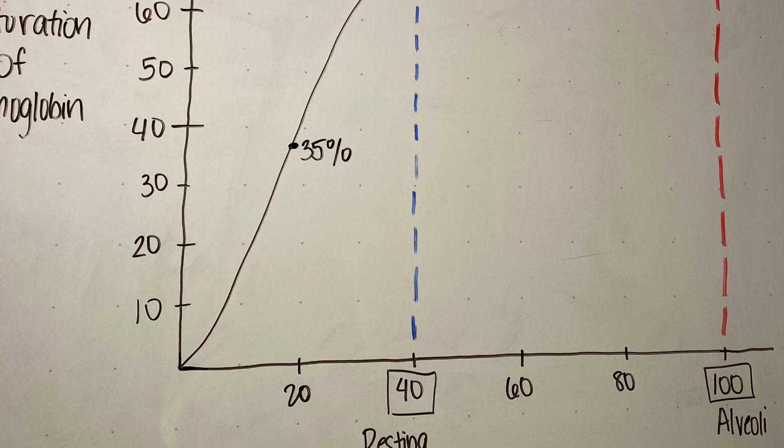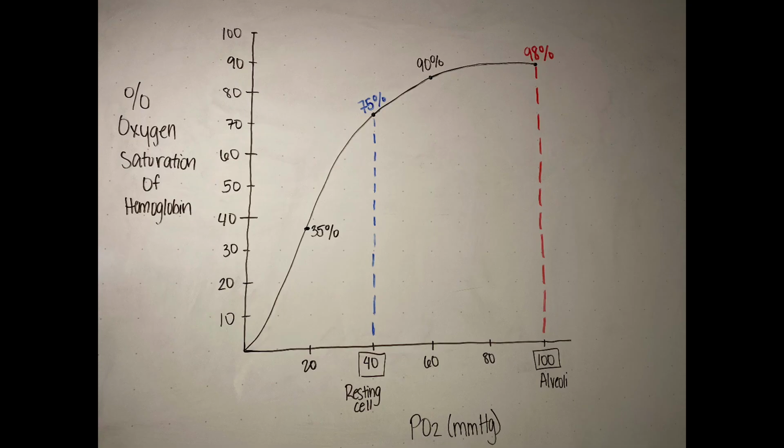And what did we say that a normal cell was? At a normal cell, hemoglobin was 75% saturated with oxygen. So just by dropping our PO2 from 40 millimeters of mercury to 20 millimeters of mercury, that is, just by exercising, we made our hemoglobin release an additional 40% of the oxygen that it can carry.